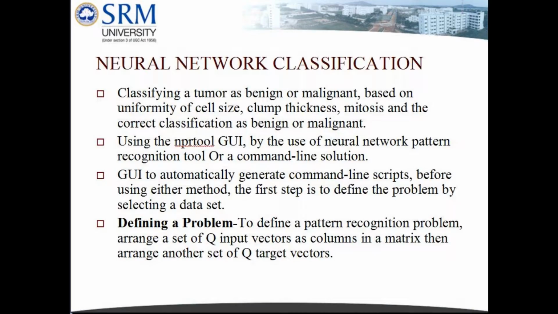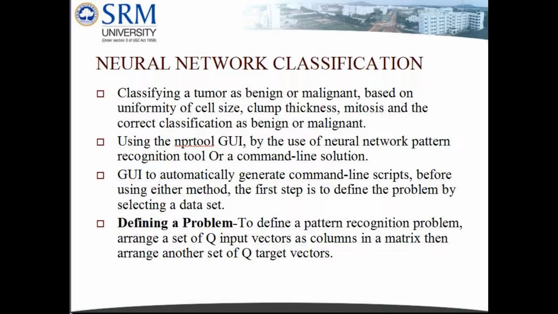And next is the neural network classification. After detection of the tumor part, I will classify the stage of the tumor. Classifying a tumor as benign or malignant is based on uniformity of cell size, clump thickness, mitosis, and the correct classification as benign or malignant. I am using the NPR tool GUI, graphical user interface, the neural network pattern recognition tool, or a command line solution. The GUI can automatically generate the command line scripts.